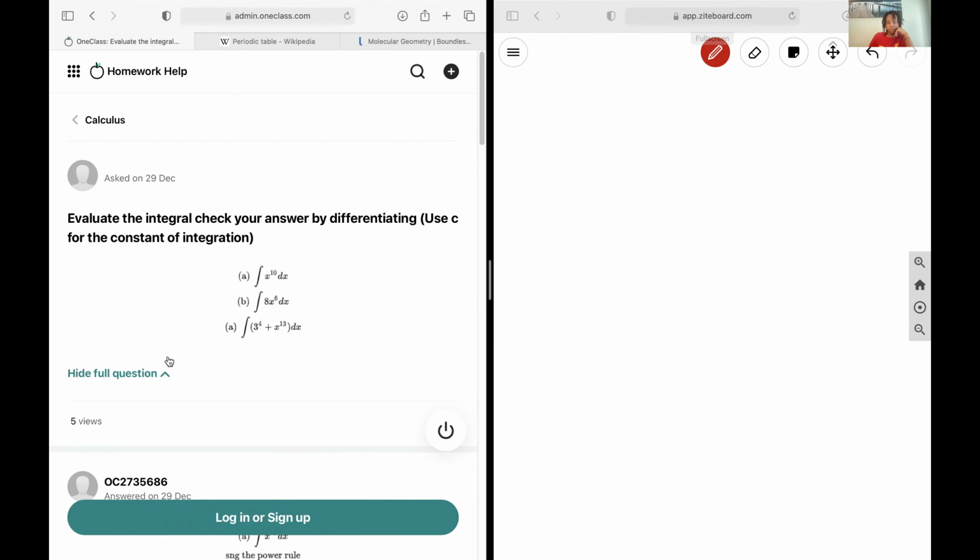Okay, for this one, it's just pretty basic integrals. So for our first one, we are going to use x to the power of 10 dx. We're going to be using the integral rule for exponents, and that just states that the integral of x to the power of a over dx is equal to 1 over a plus 1 x to the power of a plus 1 plus c if it's unbounded.